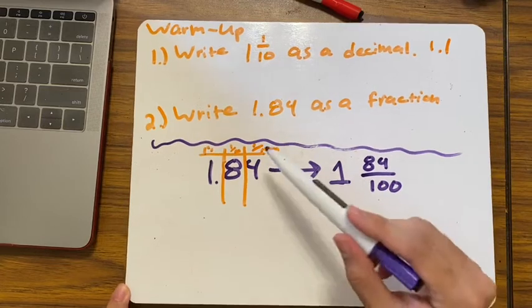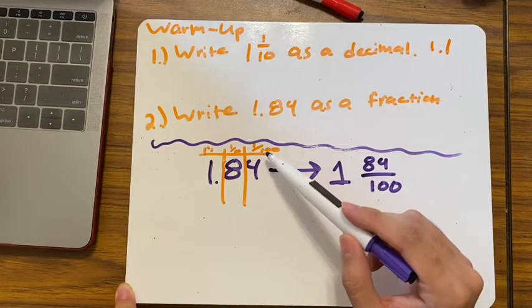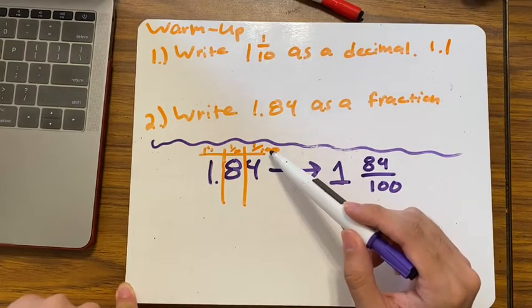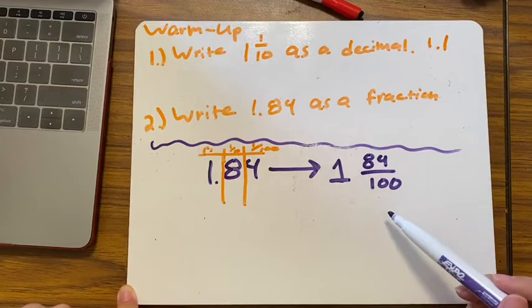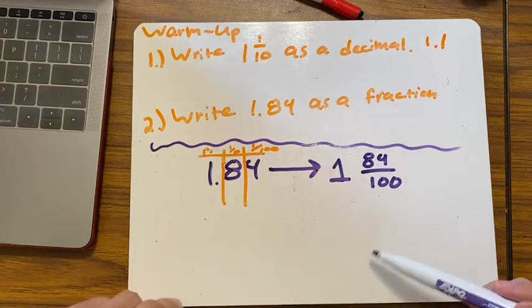So one thing I look at is my last digit and what place value it's in. So this 4 is in my hundredths place, so I know that automatically it's going to be over 100. All right, and that's it.